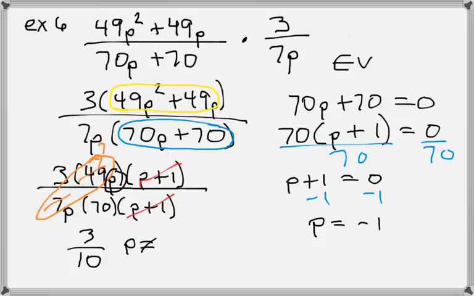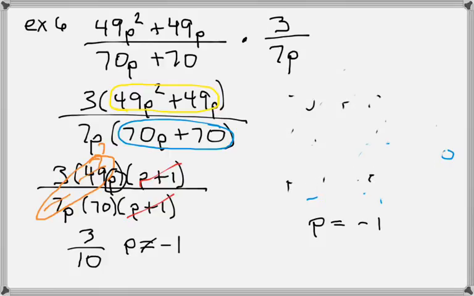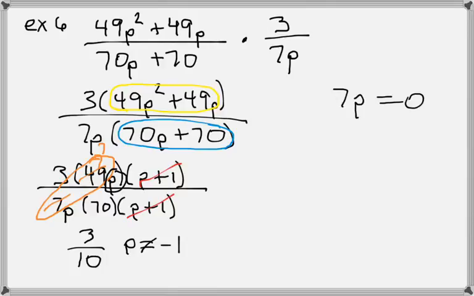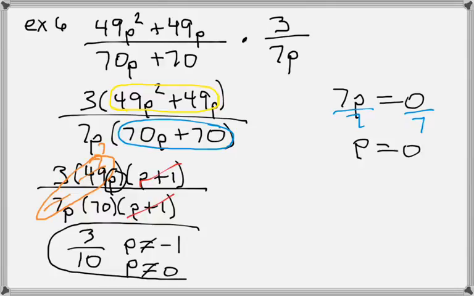So we know p cannot equal negative 1. Then I have to check my other denominator. So let's go ahead and erase so that we can make room to do some more work. Now I need to set the 7p equal to 0. Divide both sides by 7. And I arrive at my other excluded value: p cannot equal 0. So I have my final answer of 3/10. p cannot equal negative 1 and p cannot equal 0. And there's our answer.